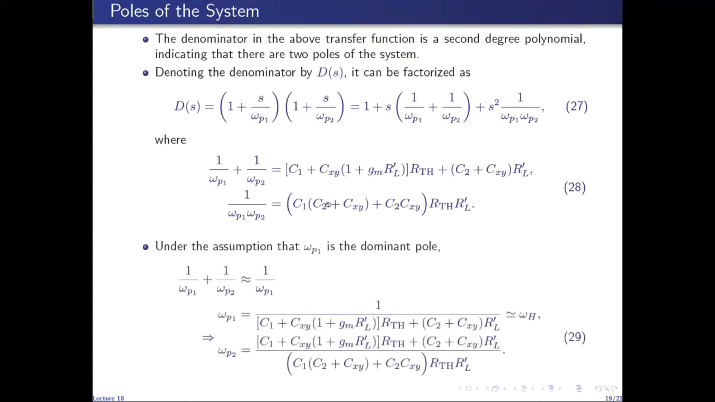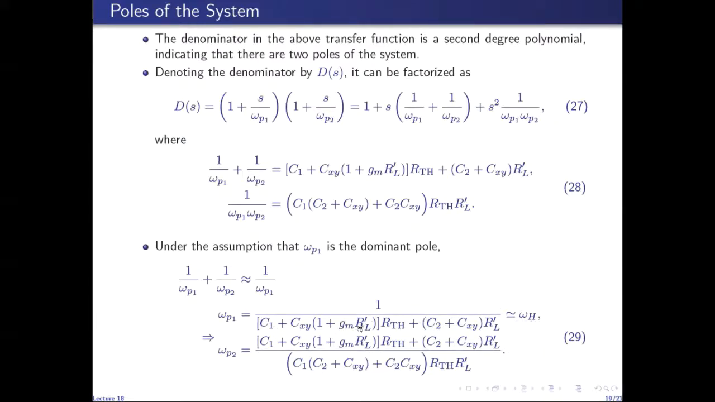Again, under the assumption that omega p1 is the dominant pole, I can write the inverse of omega p1 plus the inverse of omega p2 as approximately the inverse of omega p1, because 1 over omega p1 will be much larger than 1 over omega p2 under this assumption, which means that omega p1 will be approximated by the inverse of this factor. And this will give us a very good estimate of the higher cutoff frequency of the amplifier.